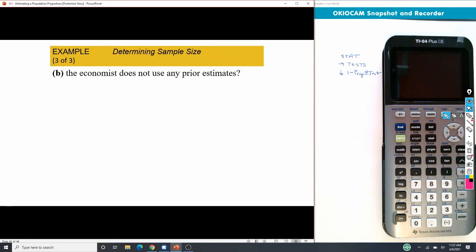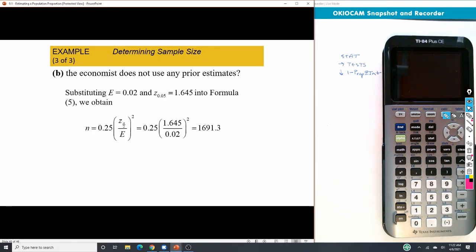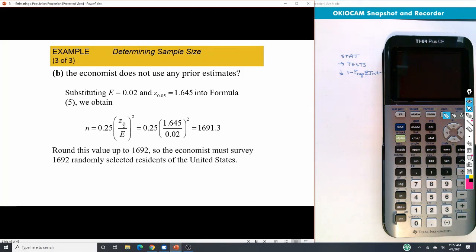All right, now, what if we don't have any prior estimates? So this time, we're still going to use the E and the z value there for 90%, but we're going to use 0.25 in front of it. And so that means that we have 1,691.3. Now again, we round up, and so we must have 1,692 in order to get a good 90% interval on this. So that's what you're going to look for on those pieces. All right, so it makes a big difference if we don't have our prior estimate. Okay, so those are the things that you're going to need to know here for 9.1.